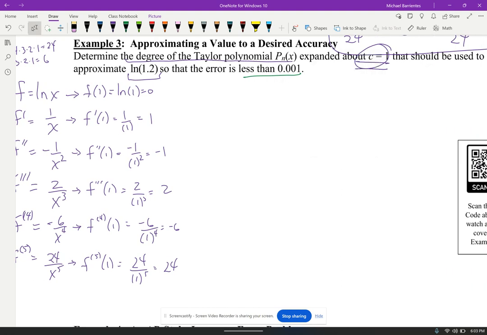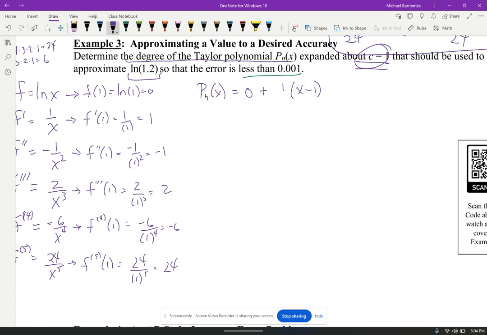Great, so let's build what the Taylor polynomial would look like, even though I don't know how far it's going to go. So this is going to go to, let's see, start with the function value at 1, and that's just 0, plus the Taylor polynomial formula says take the derivative value and then multiply it times x minus my center, okay?